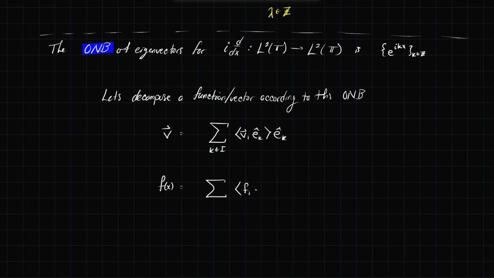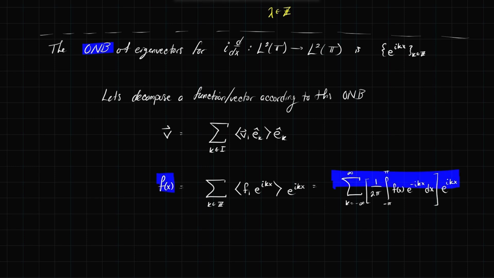It's the inner product of the function against e to the ikx, where k is in the integers. But what is that inner product? That's me writing k goes from minus infinity to infinity. Those are the integers. I can write the inner product as 1 over root 2 pi, integral from negative pi to pi, of f of x against the complex conjugate, so e to the negative i kx dx, times e to the positive i kx. This is the Fourier series. So you actually recover the Fourier series out of the spectral theorem.